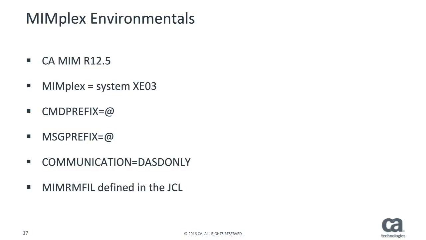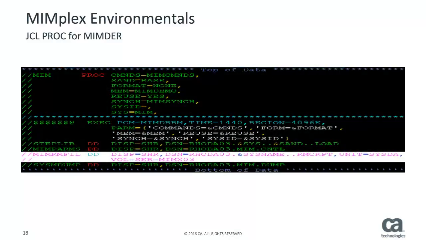In the following demo, I'll be running CA MIM release 12.5 on system XE03. My command and message prefix will be the @ sign, and I'll be running communication equals DASD only. Additionally, the Restart Manager file is predefined in the JCL. My MIM proc name is MIMDER. Here's a screenshot of the JCL with the Restart Manager file definition highlighted.